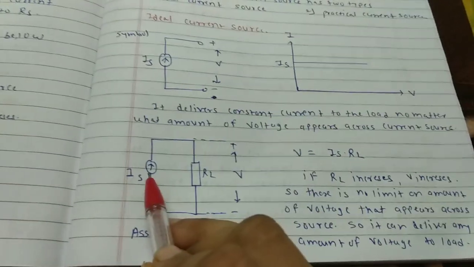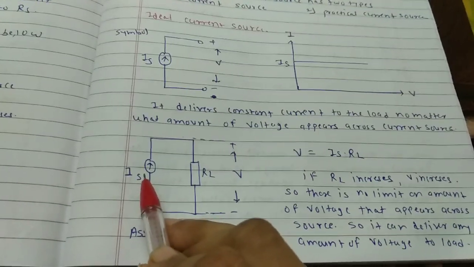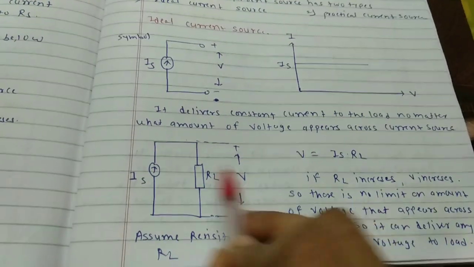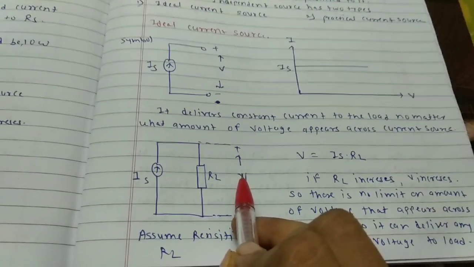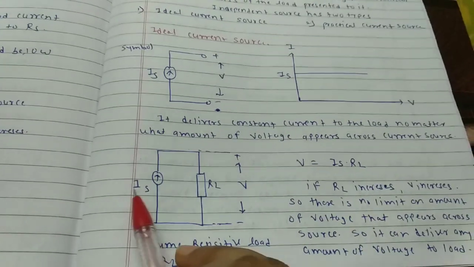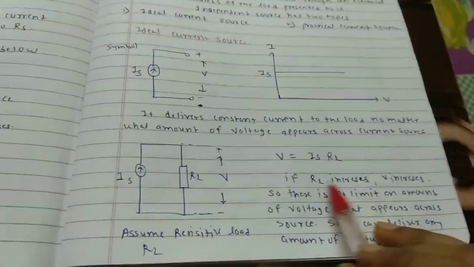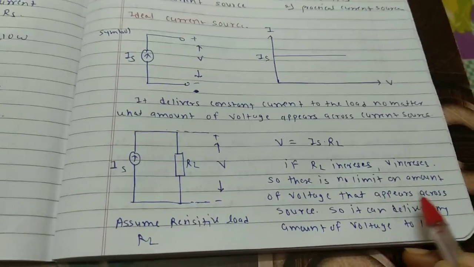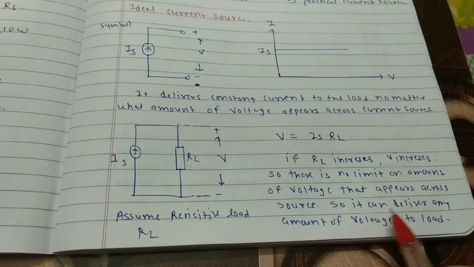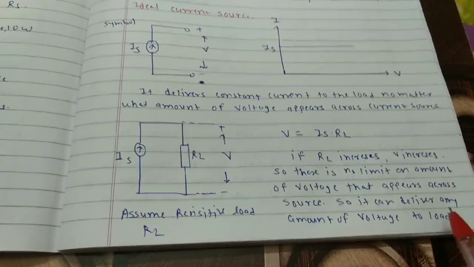That means there is no limit on the voltage that appears across this source, because this current source and this load are connected in parallel. That's why the same amount of voltage will appear across this current source also. So if RL increases, V also increases, and there is no limit on the amount of voltage that appears across the source. So it can deliver any amount of voltage to the load.